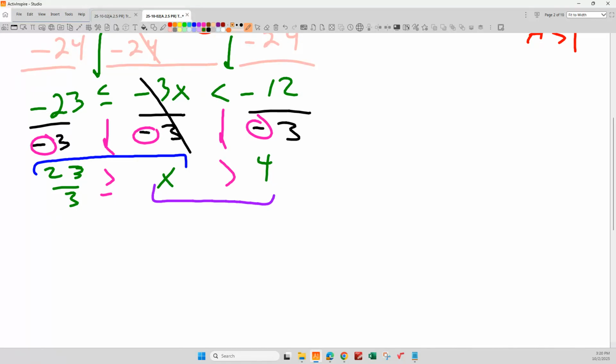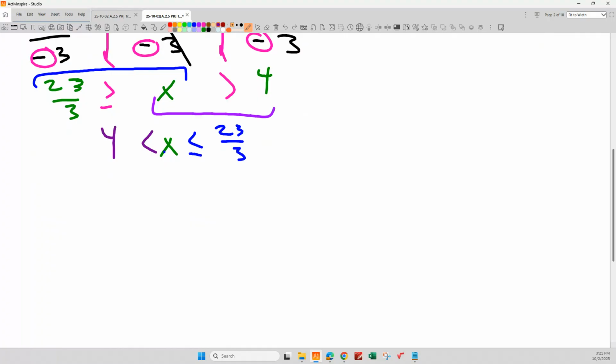The x is going to stay in the middle, but this blue part, x is less than or equal to 23/3, I'm going to flip that around and put that on the right instead of the left. So it looks like that. Everybody see that? They say the same thing, don't they? X is less than or equal to 23/3. Okay, how about the purple part? Well, I want to flip that around and put that on the left. x is greater than 4. So it looks like that. Okay, makes sense?